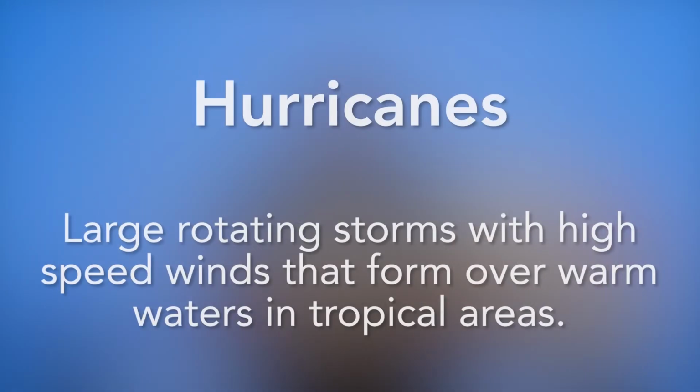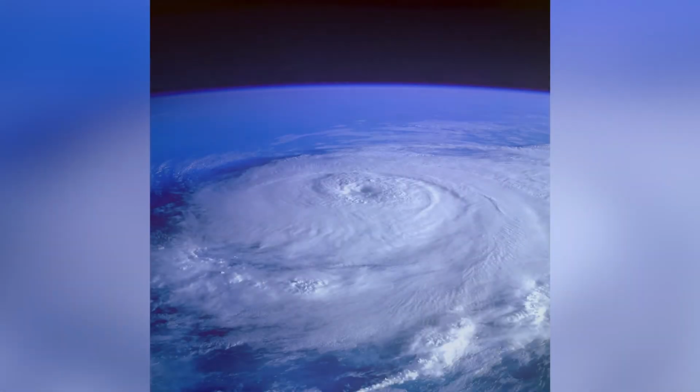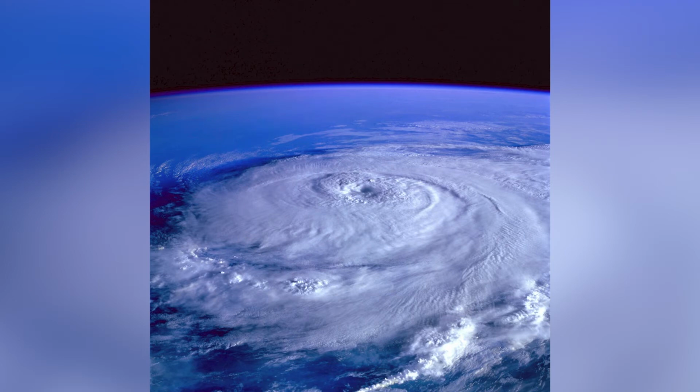Hurricanes. Hurricanes are large rotating storms with high-speed winds that form over warm waters in tropical areas. The center of a hurricane is called the eye. We can expect this windy weather to occur in Florida, Louisiana, Texas, and North Carolina throughout spring and fall.